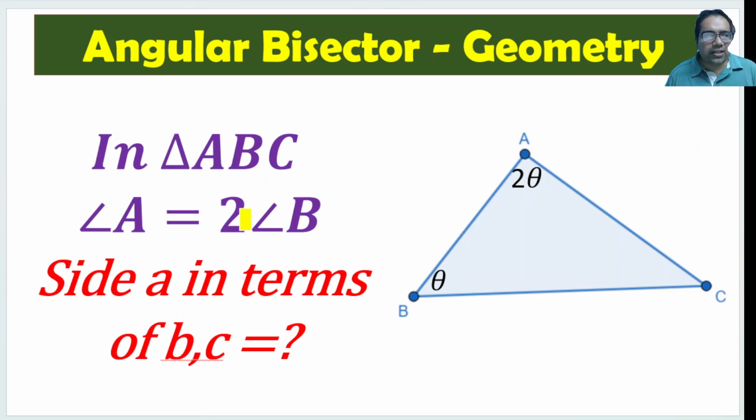Because we are given one angle equals two times the other angle, this is actually giving us a hint that probably if we draw an angular bisector, we might be able to do something. There's a hint in this problem itself. So let's try an angular bisector and try to find something.